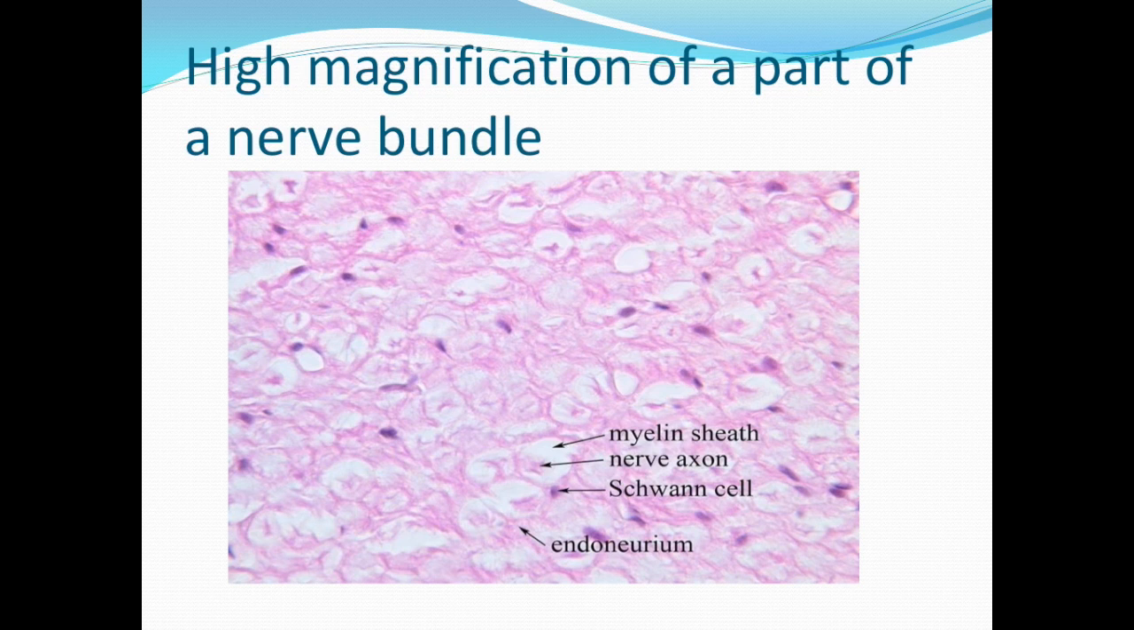If you have a label on the very narrow area in between the nerve fibers, this is the endoneurium. You may be asked, what is the nature of this endoneurium? The endoneurium is formed of reticular fibers. Reticular fibers formed by the Schwann cells. The Schwann cells here, which form the neurolemmal sheath, also form the reticular fibers of the endoneurium.